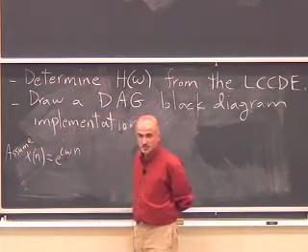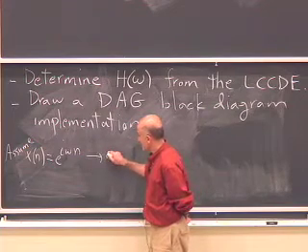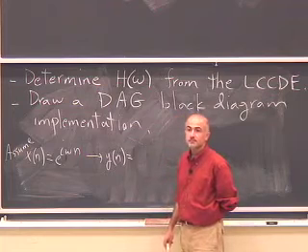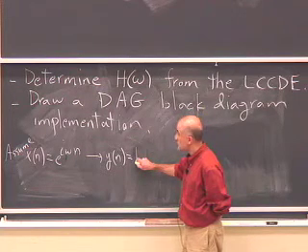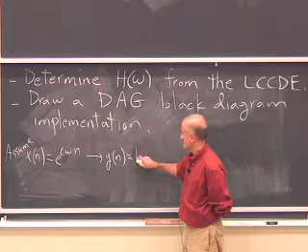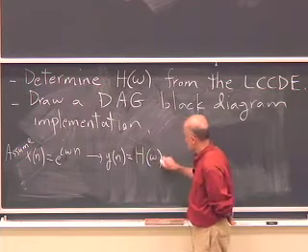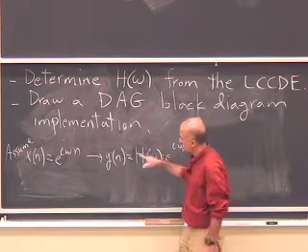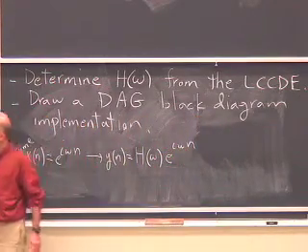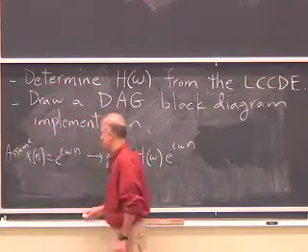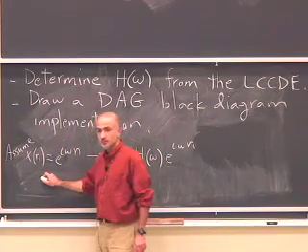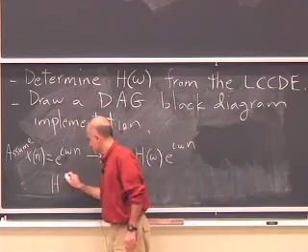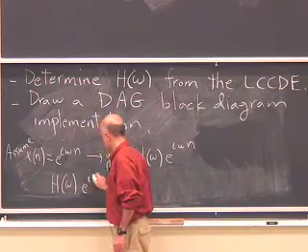x is this complex exponential. If x is that, what's y? H of omega e to the i omega n. So now plug these two into the difference equation. On the left-hand side, what do you have? H of omega e to the i omega n.